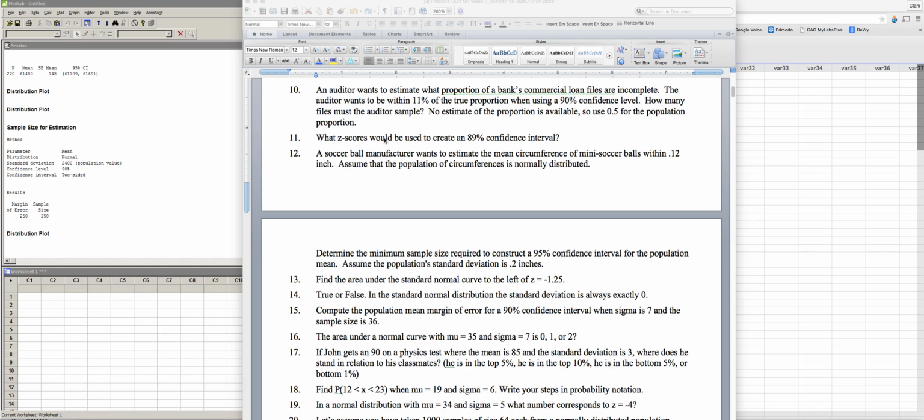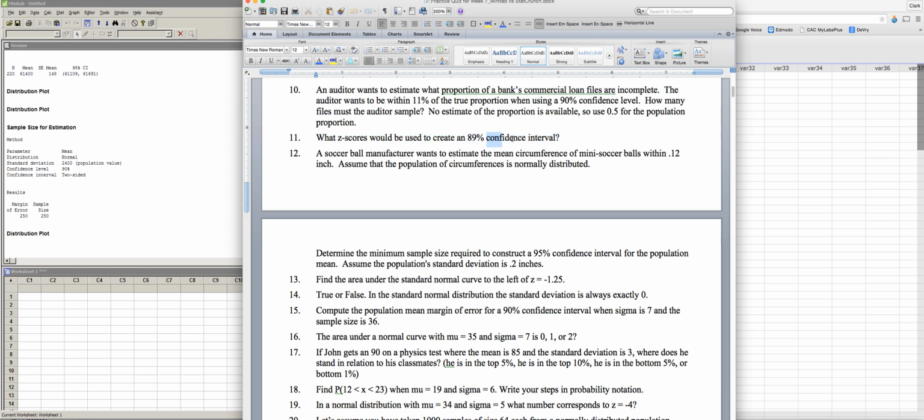Alright, I want to do one last problem from this week 7 practice quiz. And this is actually easier than most of the ones we've done, but there's some subtleties that are easy to miss at this stage in the game, so I just want to point them out, and also the difference in the technology as well. So what z-scores would be used to create an 89% confidence interval?